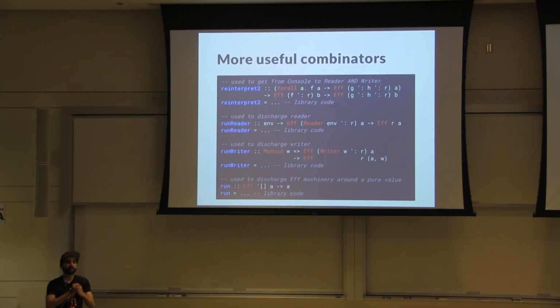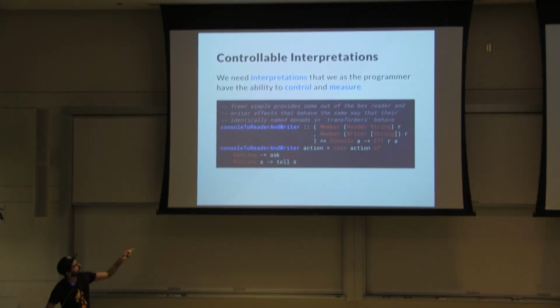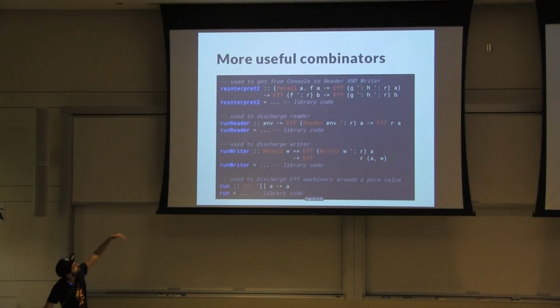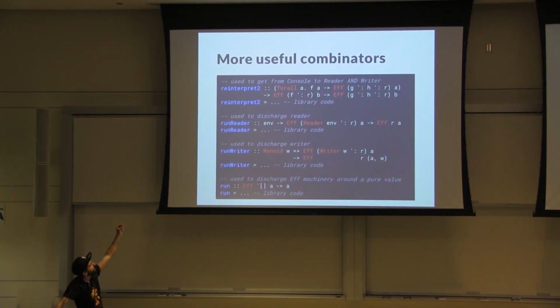Reinterpret and that family of functions basically says if we can take one effect and turn it into some coproduct of effects, whose cardinality is that number that you see on the side of reinterpret, that we can do that inside of the Eff machinery. So you'll notice here we went from Console a to Eff r a, where it has two different things that it needs. So we'll use reinterpret2 to make sure that we can do it inside of Eff.